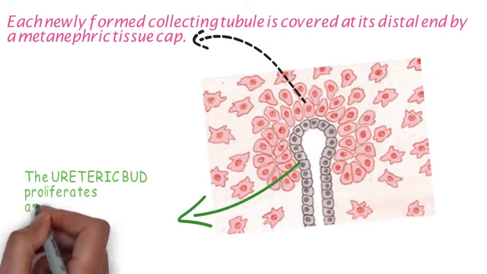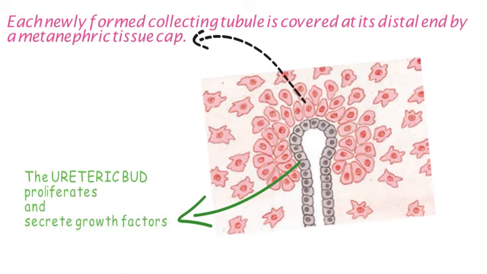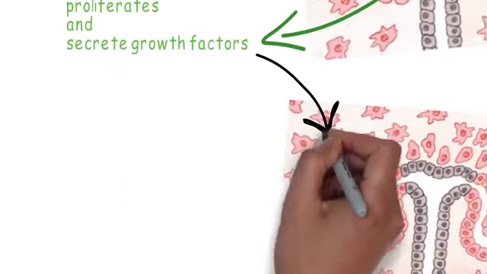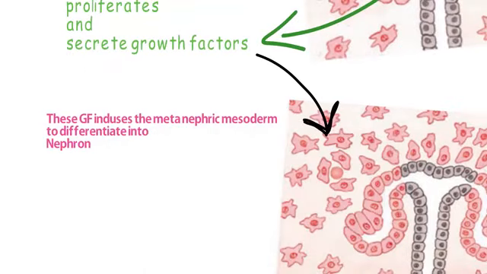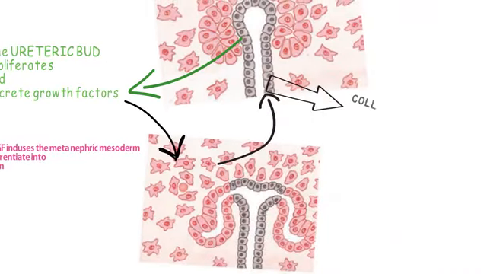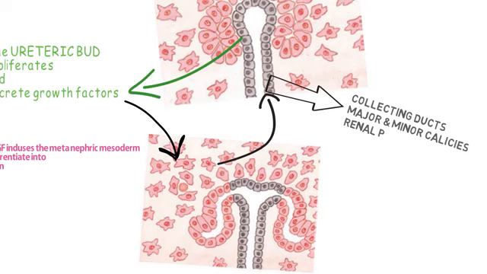The ureteric bud proliferates, grows, and secretes growth factors. It secretes growth factors, it secretes cytokines, and it secretes some molecules. These growth factors, molecules, cytokines act on the metanephric mesoderm and cause it to differentiate into nephron. Similarly, the metanephric mesoderm induces the ureteric bud to differentiate into number 1 collecting duct, number 2 major and minor calyces, number 3 renal pelvis, and number 4 ureter.